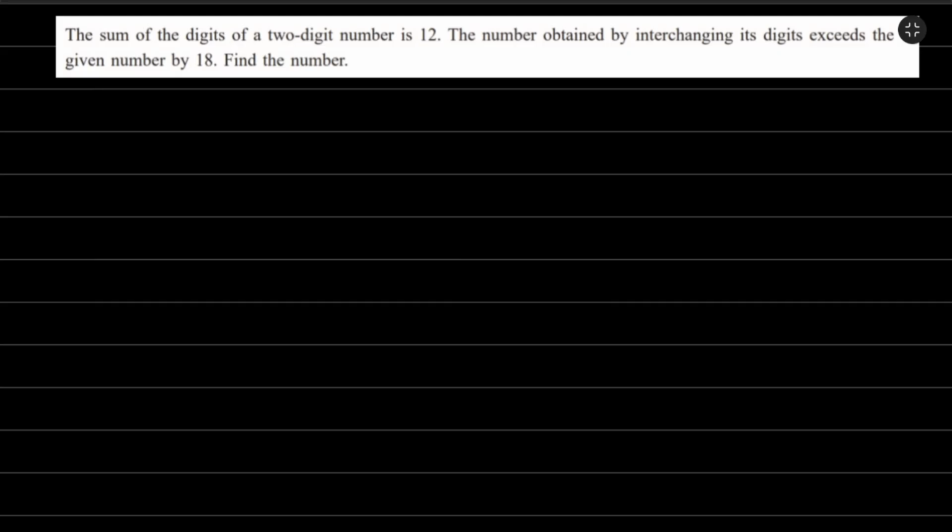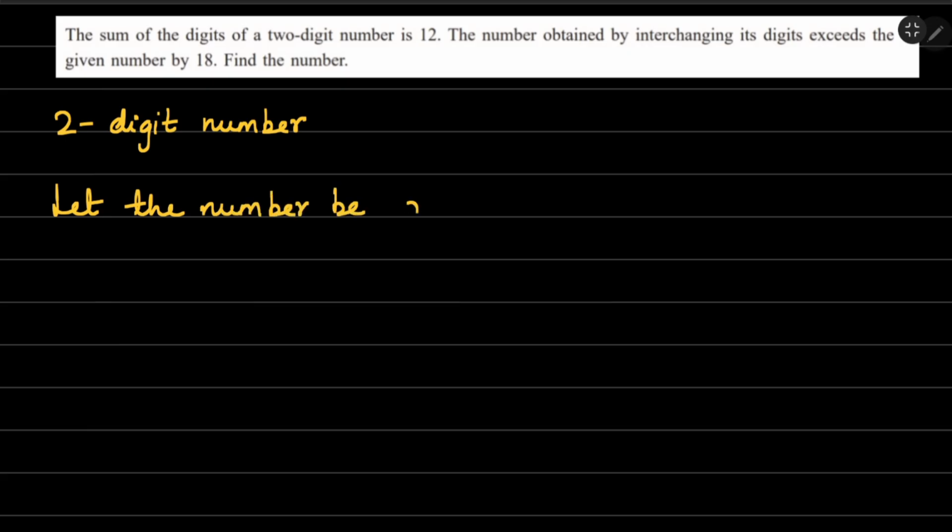The number obtained by interchanging its digits exceeds the given number by 18. Find the number. Whenever you have a two-digit number problem, there are certain things which we have to write much before we start solving the question. What are they? Let the two-digit number be xy.